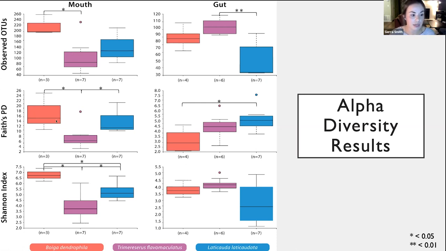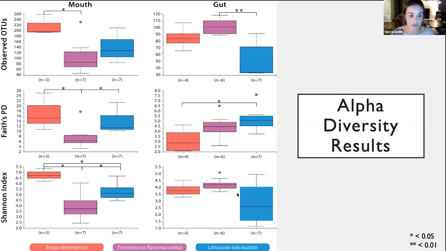And then Faith's PD incorporates a phylogeny of the OTUs to estimate the diversity of the OTUs within each sample. In this alpha diversity metric among mouth samples, Boyga was different than Trimeriseris, and Trimeriseris was also different from Laticata. And then the Shannon index tells you the number of OTUs, but also how equally abundant the OTUs are across samples. In this analysis, among mouth samples, every species was different.